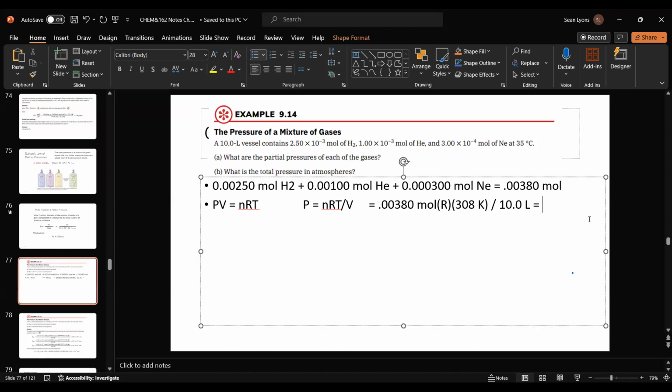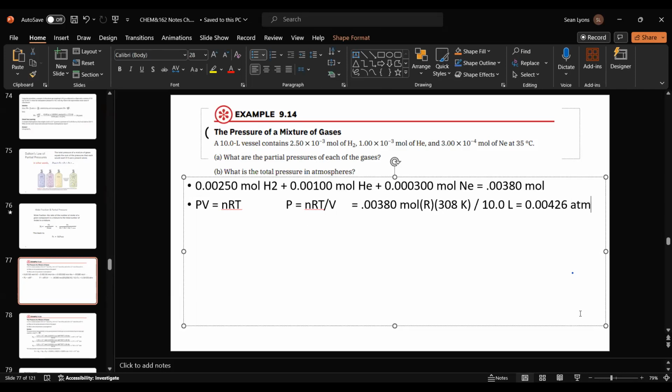And with it, let's see what that gives us. Oh, 6 times 308. Oh, so sig figs. So we'll do 3 sig figs, so that's 4.026. And then this is going to be in atmospheres. Let me drag this way. All right. So now we've solved for the total pressure.